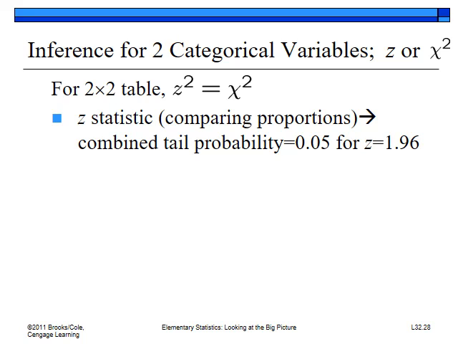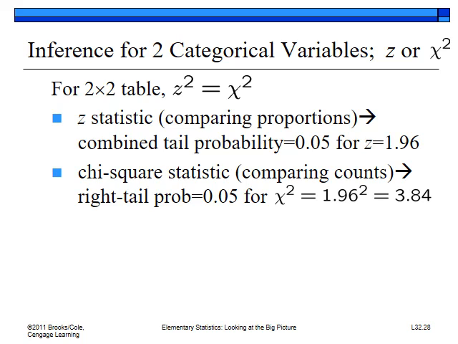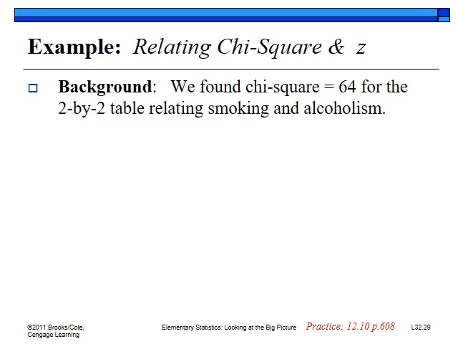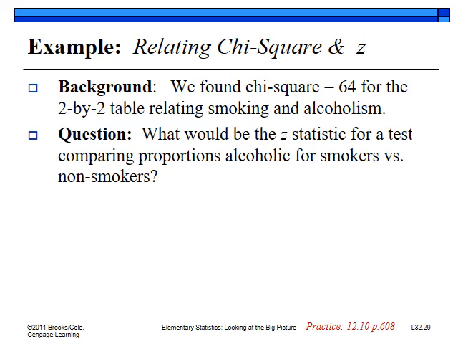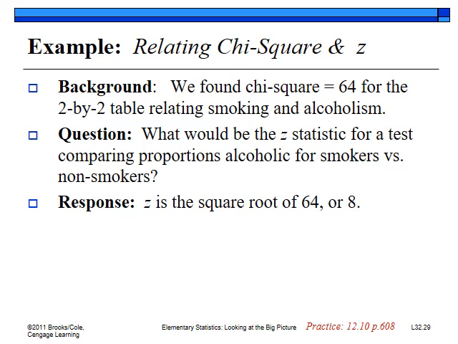So remember, the z statistic gives us a combined two-sided probability of 0.05 for z equals 1.96. Remember, that's also the multiplier for a 95% confidence interval. It's the same number, we obtain it in the same way. What do you get when you square that number? Well, you get 3.84. That's exactly the cutoff that we said earlier for the chi-square distribution. So our chi-square is 64 for that 2 by 2 table looking at smoking and alcoholism. That would correspond to a z-value of 8 because z squared equals chi-squared.